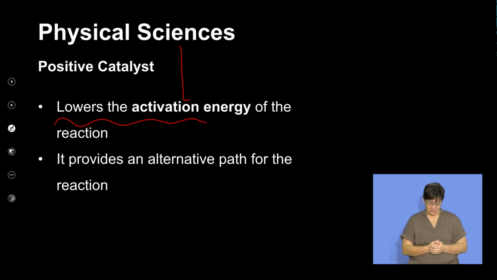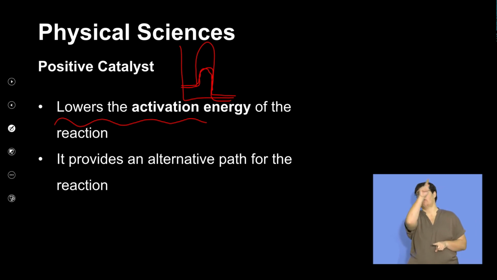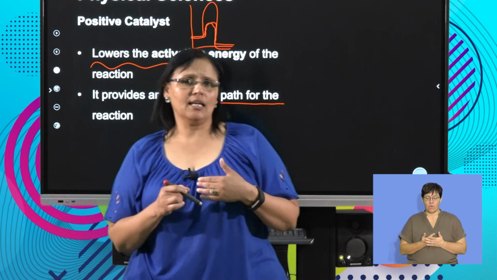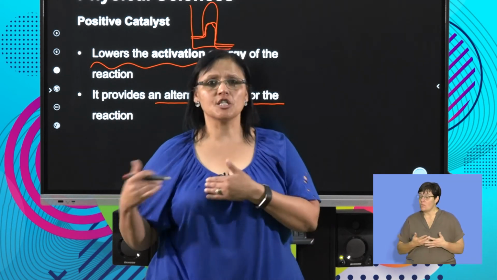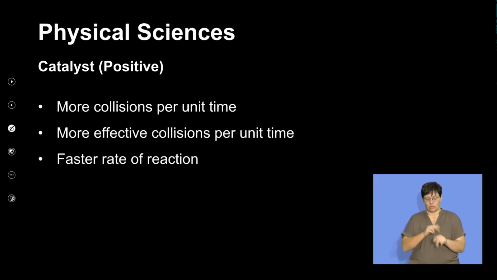If the activation energy is lowered, it basically means there is an alternative route that can be followed. So a positive catalyst lowers the activation energy of the reaction, and it provides an alternative route or path, meaning that product will be formed faster. Remember, not more product, just faster. So there will be more collisions per unit time, more effective collisions per unit time, and that will lead to a faster rate of reaction.